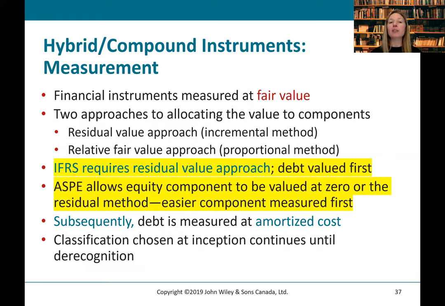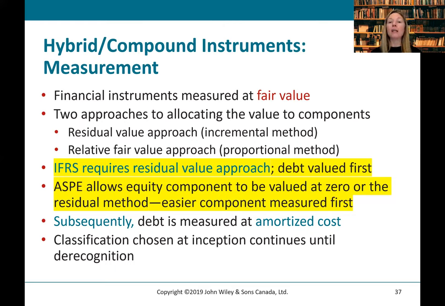So how do we measure hybrid compound instruments? Well, financial instruments are measured at fair value. There are two approaches to allocating the value to components. So when we have a joint instrument, we need to figure out how we're going to allocate the two pieces. So if it's debt and equity together, how do you know what part of it goes into equity? How do you know what part of it goes into the debt section of our statement of financial position?